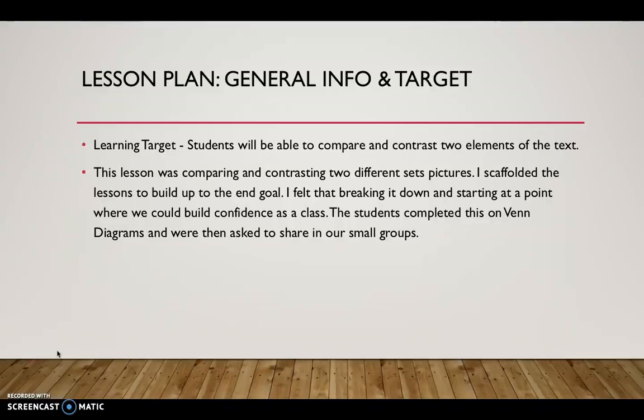This was a great starting point for them, and they were able to really benefit from this, especially when they were seeing the modeling and they were gaining confidence from it. So that was one part of my lesson that I thought went really well for them.